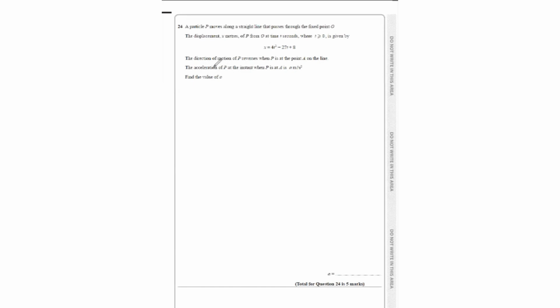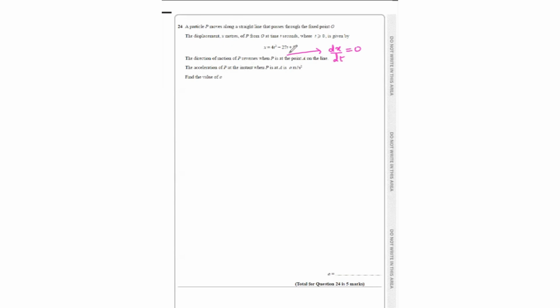So when it says that the direction of P reverses when P is at the point A, that means point A is your maximum point. It's your turning point. So after it reaches its maximum value, it reverses its motion. So that means the gradient at point A would be 0. dx by dt over here would be 0.